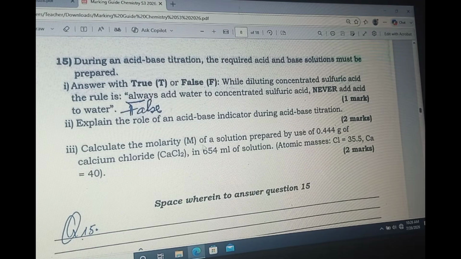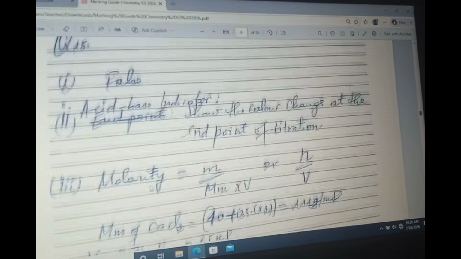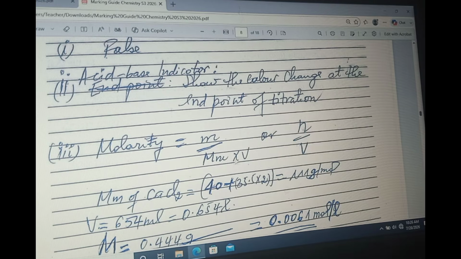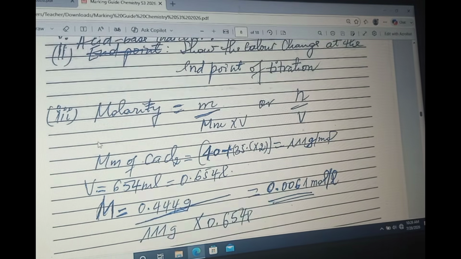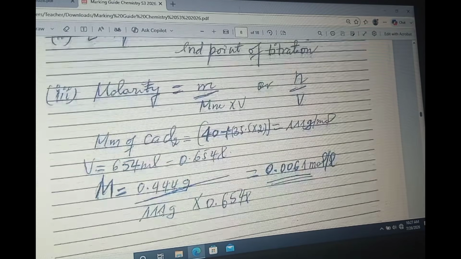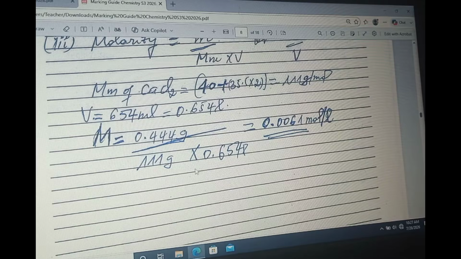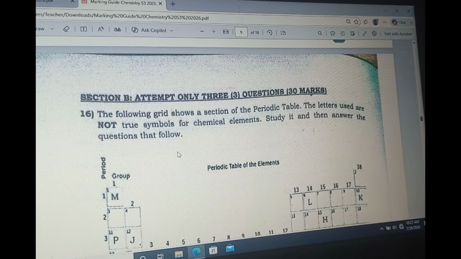I3. Calculate the molarity of a solution prepared by using 0.444 gram of calcium chloride in 654 milliliter of solution. Atomic mass: chlorine is 35.5 and calcium is 40. We use the formula for molarity: mass over molar mass times volume, or number of moles over volume. We have the molar mass of calcium chloride and the volume, and then we calculate to get the solution. Okay, let's continue to section B.